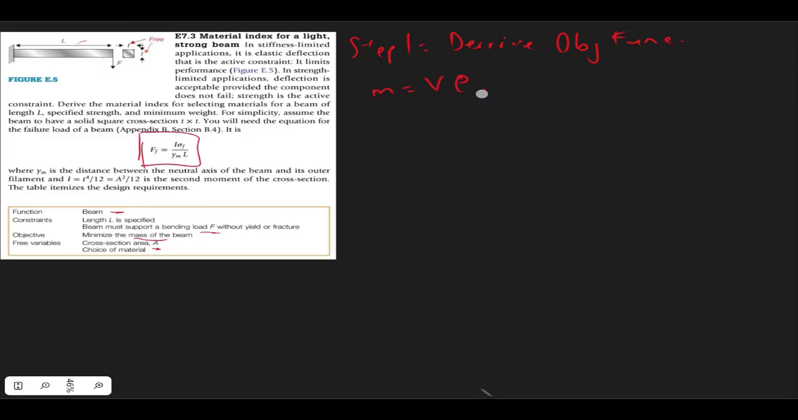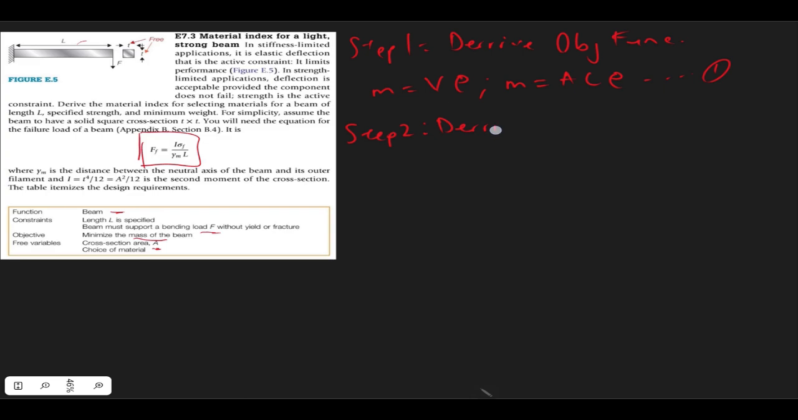Volume times density. And also, I told you that you always derive the mass in terms of what? The free variable, in this case, which is A. So mass is equal to area times what? Length times what? Density. That's the formula, which is our equation 1. So equation 2, step 2 is what?